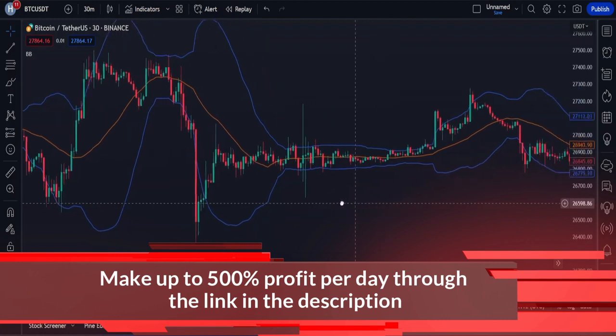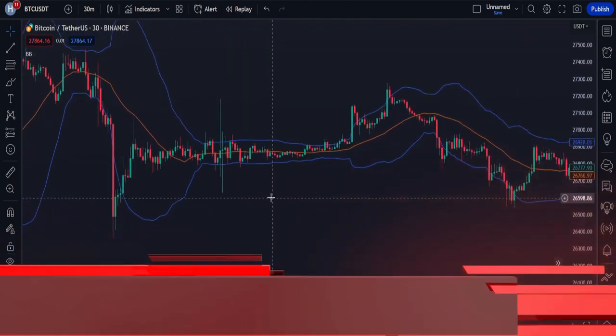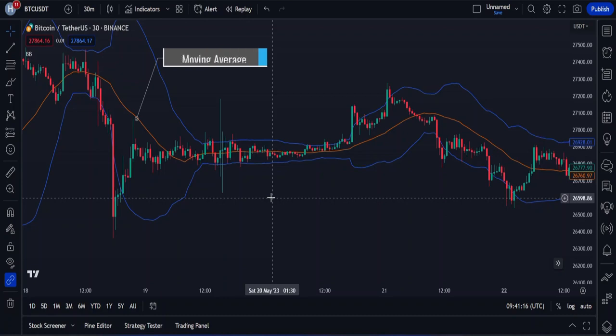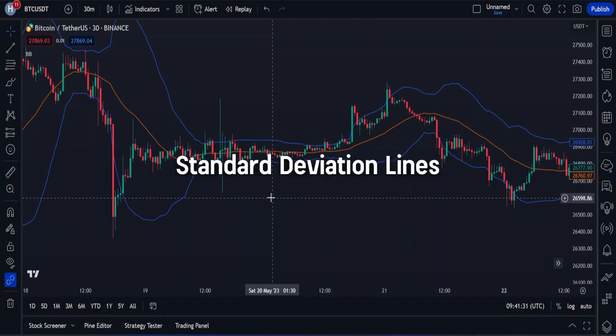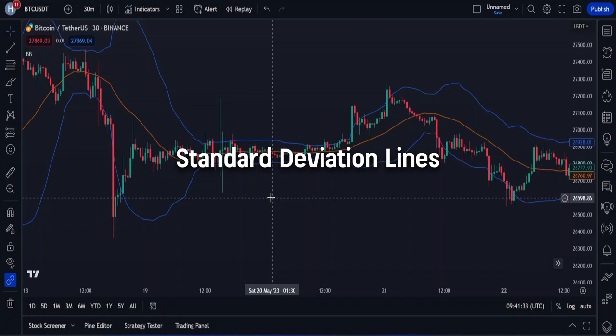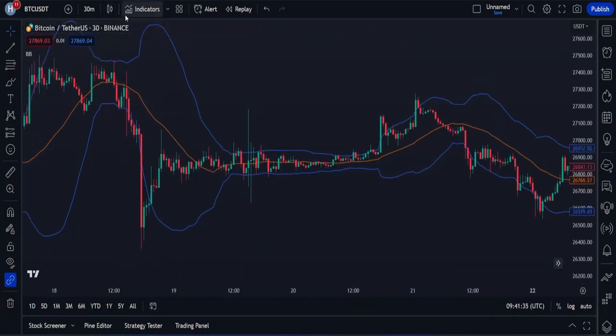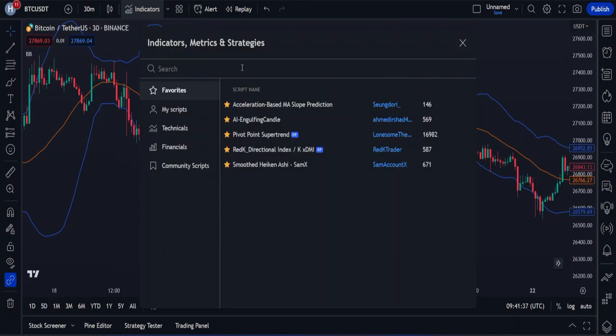Now, let's delve briefly into the mechanics of Bollinger Bands. The central line represents the moving average, which is calculated by considering the specified length and determining the average among the corresponding candlesticks. In the context of this strategy, we utilize a 30 candlestick period. The upper and lower lines depict the standard deviation lines. With the Bollinger Bands now configured, we can proceed to add the RSI indicator to our analysis.